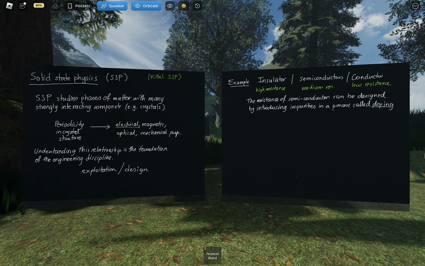Okay, so here's a diagram of what the band structure looks like for these three classes of materials. So this is energy. So here I'll draw insulator, semiconductor, conductor.